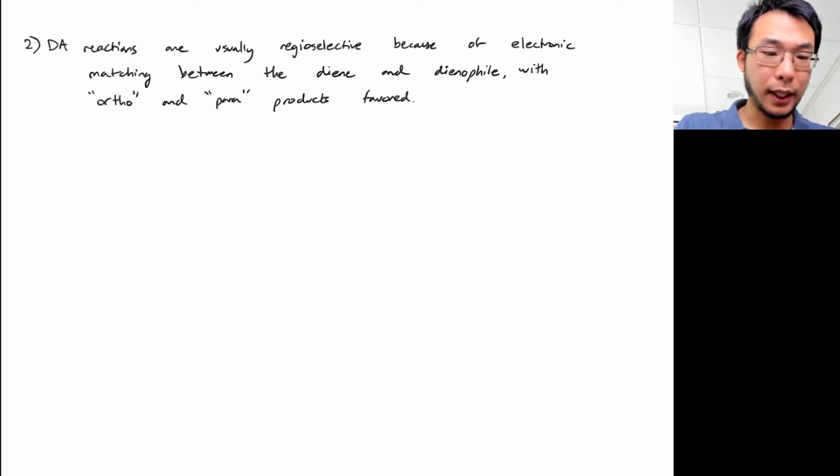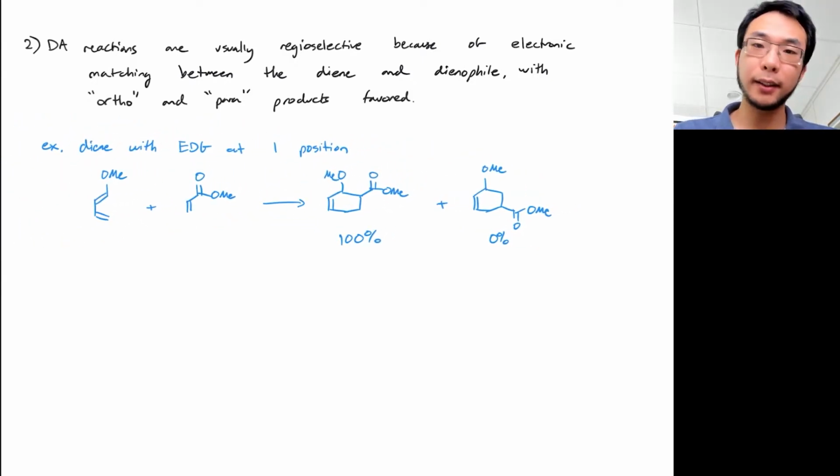So here's the first case where we have a diene that has an electron donating group at the 1 position of the diene. And it turns out if you do this reaction, there are theoretically 2 possibilities in terms of different isomers of the product. So you could either do the reaction as drawn, or you could flip this dienophile over.